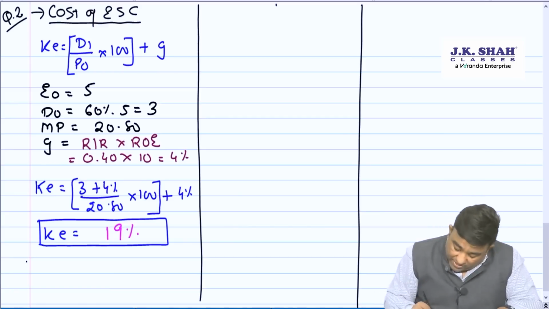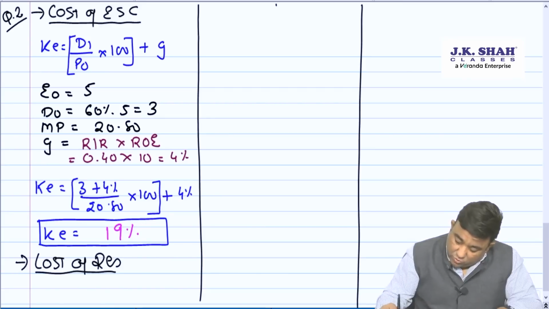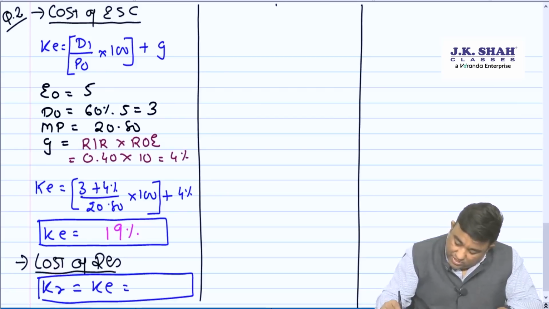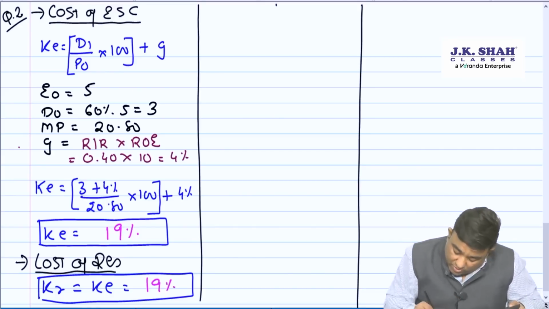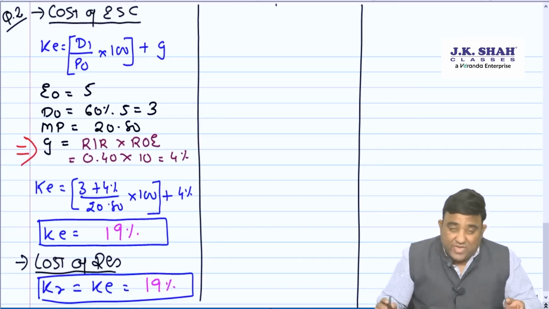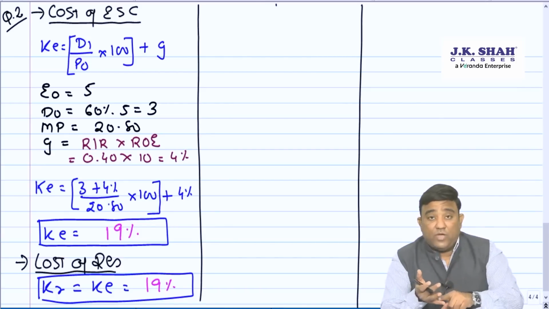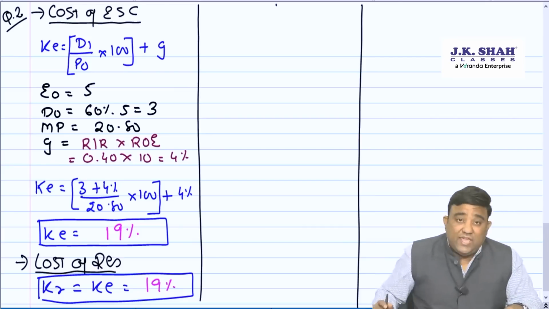And obviously certain things work in a pair. Cost of reserve has to be next. And as there is no flotation cost, student, I would say KR equal to KE, and so this is going to be 19%. So student, the amazing point was the calculation of growth. This was a highlight of KE, that a student needs to understand: whenever retention ratio and ROE are given, there has to be a growth rate on the cards. So KE ready, KR ready.